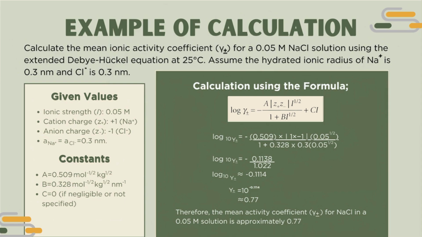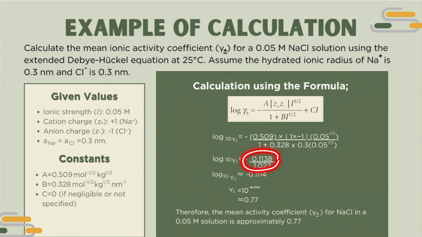Now we can insert the given values and the constants into the equation of the extended Debye-Huckel law. Log gamma plus-minus equals negative 0.509 times the absolute value of 1 times negative 1, times 0.05 to the power of 1 over 2, divided by 1 plus 0.328 times 0.3 times 0.05 to the power of half. So now we get log gamma plus-minus equals negative 0.1138 divided by 1.022.